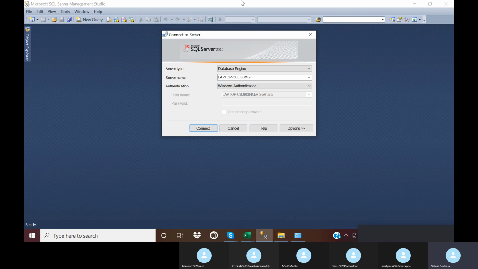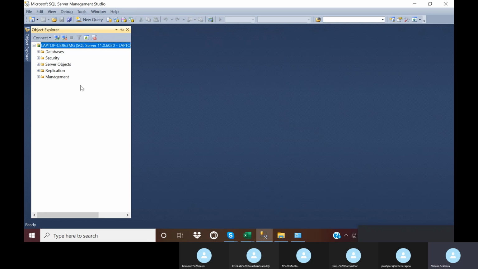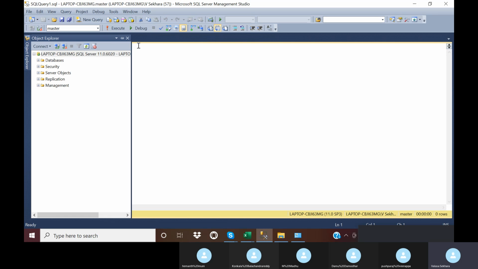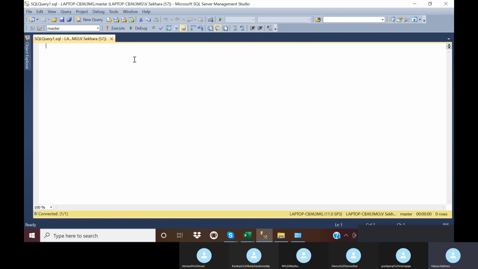With the help of this SSMS tool we are connecting to this database engine. When you click on Connect, you are connected to the database server. Once you have connected, SSMS and the databases will be integrated. Remember this point. This is the SSMS tool.